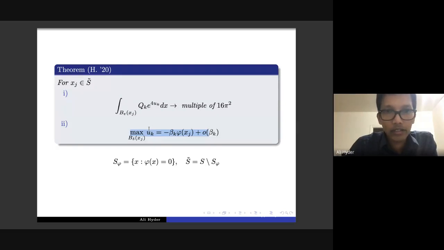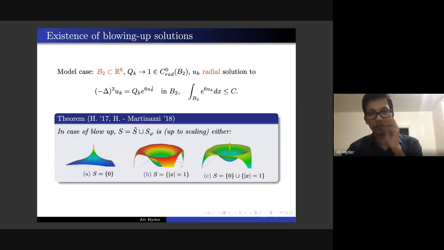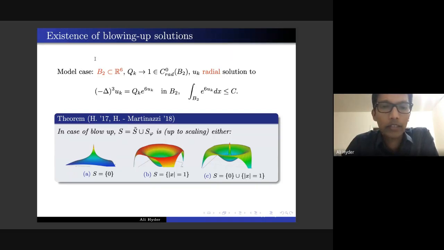And some different kind of blowing up solutions, more existence of blowing up solutions. So in a model case, like the radially symmetric case in dimension 6, simply take q_k equal to 1. Now the equation would be, in dimension 6, Laplacian cubed, and I simply take the domain to be B2, and the integral is uniformly bounded. So just by doing a scaling, you can construct a solution which blows up at just one point, and outside it goes to minus infinity. This is the trivial first case.